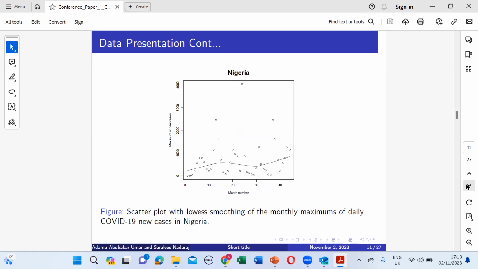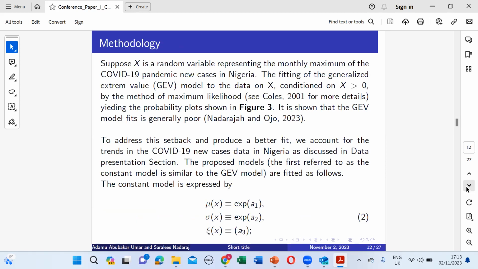From there, we use this model to fit the data and come up with some reasonable suggestions that will help decision making. So we take the value as a random variable, and the X here represents the monthly maximum. According to Ojo and Nigeraja in 2023, we come up with another model, as you can see here in equation 2, to address this setback and produce a better fit. We account for the trend in the COVID-19 new cases in Nigeria, as discussed in the data presentation section. The proposed models are fitted as follows.